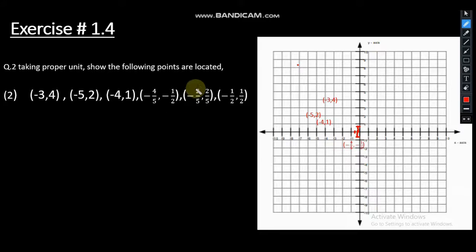Now next, minus 2 over 5 and 2 over 5. Minus 2 over 5 is on the x-axis, so here in this quadrant, and 2 over 5 is in the positive direction, so we can write in this quadrant.